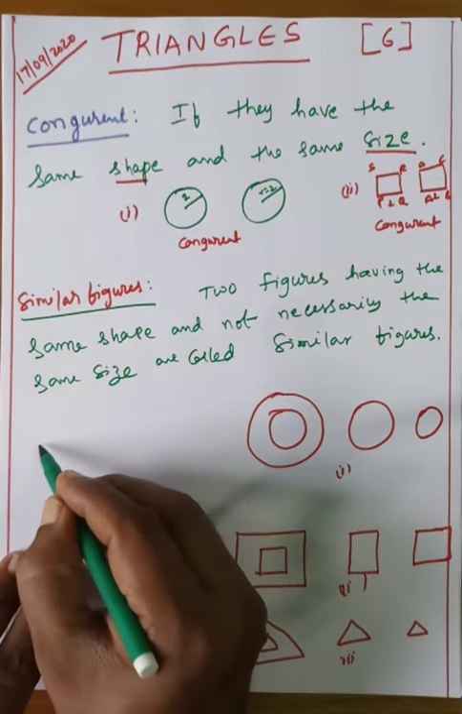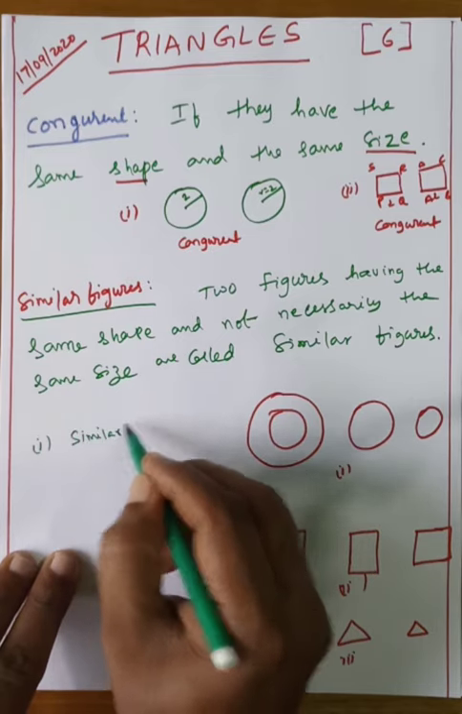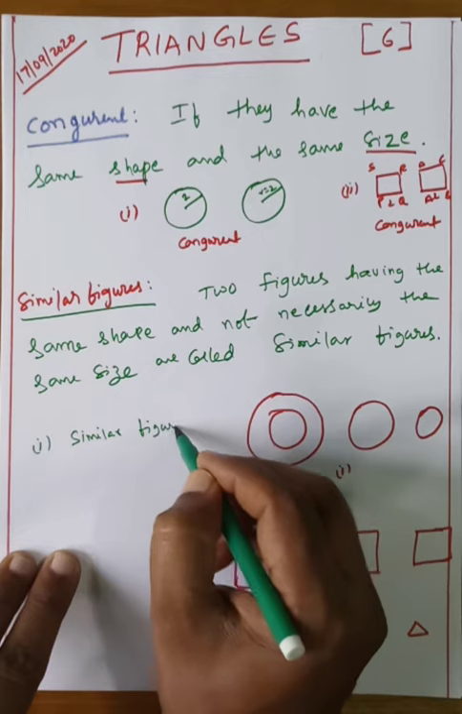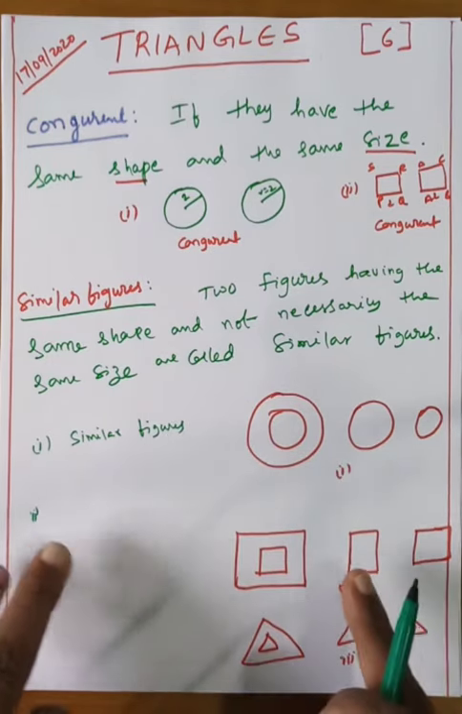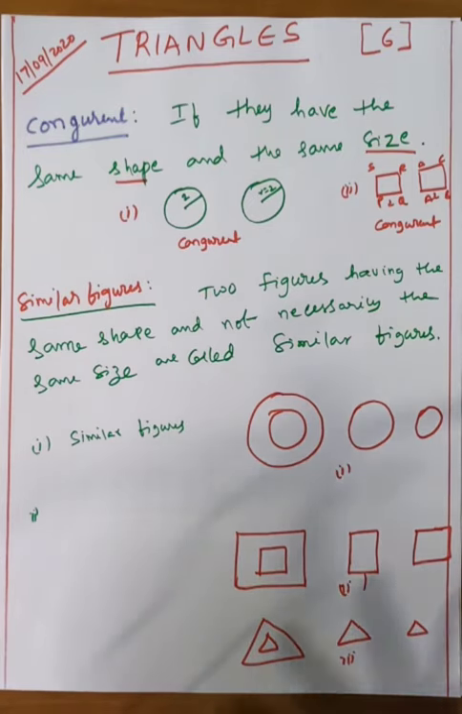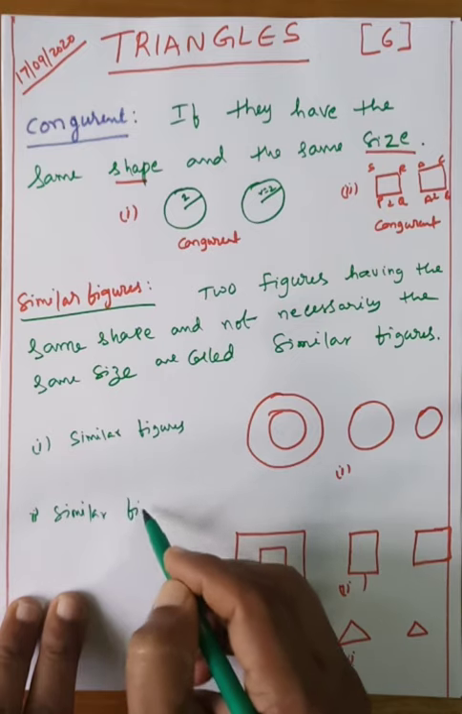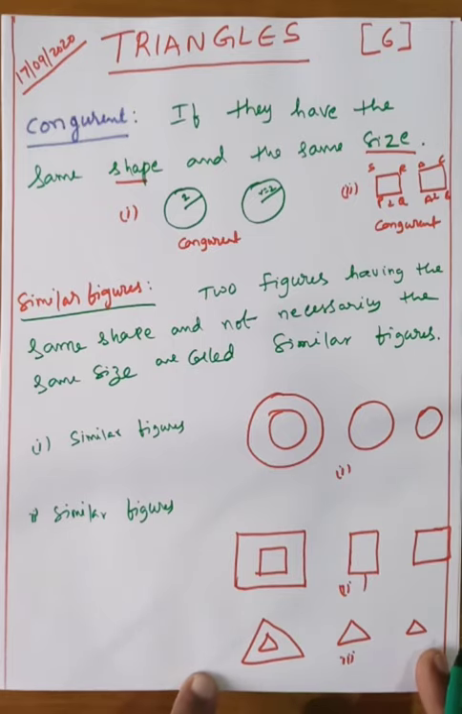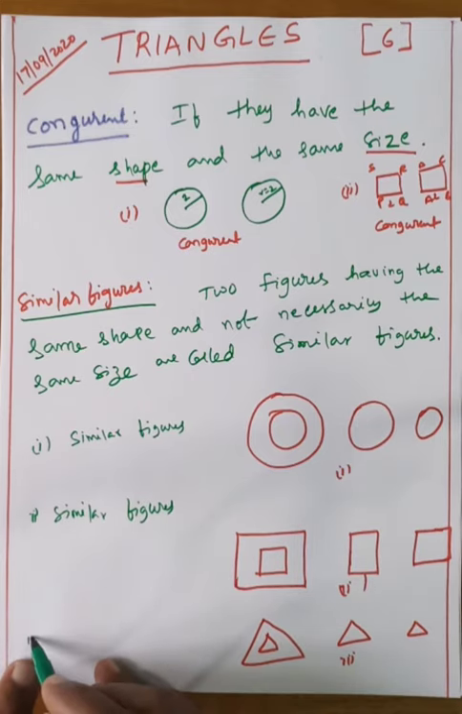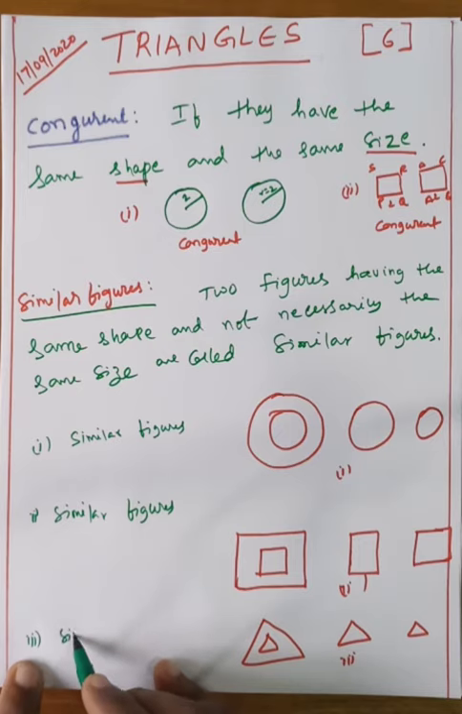So the first one is called similar figures. The second one, observe that these squares all have the same shape but the size is not the same. These are also similar figures. Next we have triangles. All triangles have the same shape, so these are also similar figures.